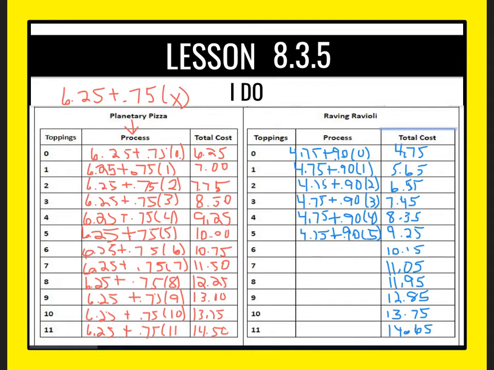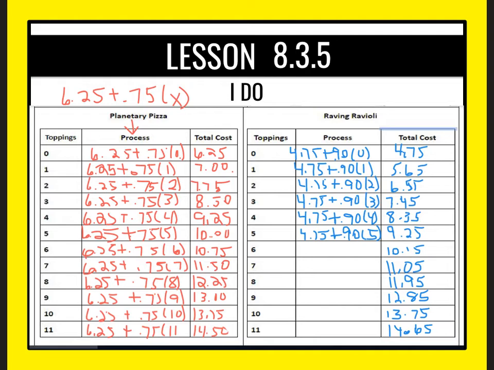So when I looked at Planetary Pizza and I typed in the Desmos calculator, $6.25 plus 75 cents for 0 toppings, well, that was the cost of no toppings, it's $6.25. Then I did $6.25 plus 75 cents for 1 topping, and my cost would be $7. I did $6.25 plus 75 cents times 2 toppings, and my cost was $7.75.